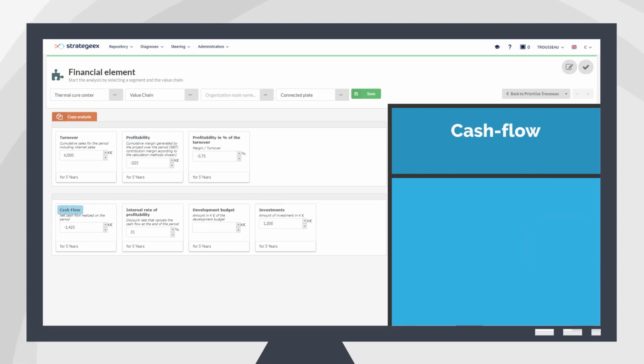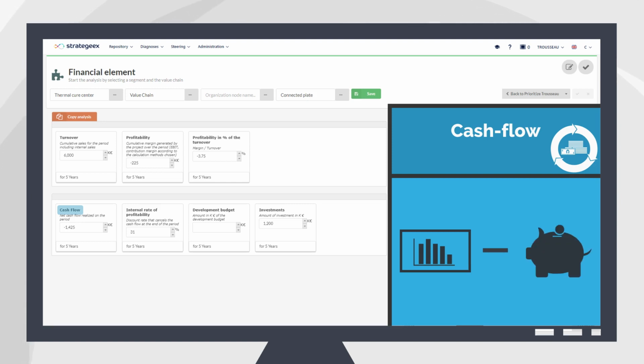The cash flow is the net cash flow over the period. It corresponds to the self-financing capacity, that is the generated result minus the necessary investments and the financing of the working capital requirements, stock, customer credit.